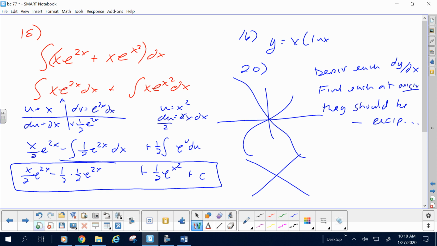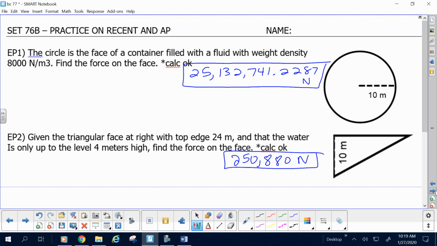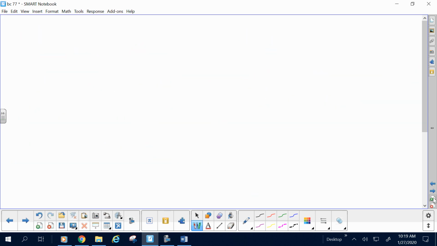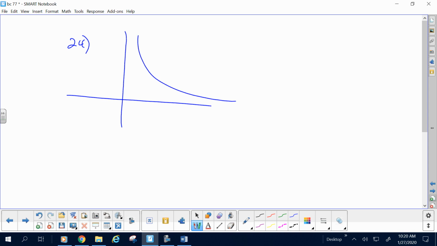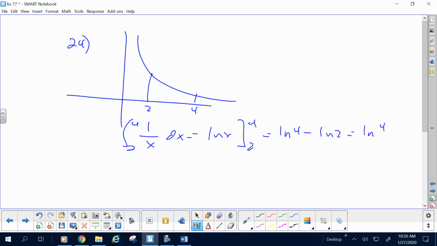Find the exact area bounded beneath y equals 1 over x on the x interval from 2 to 4. So that should be logs, yeah? So you should be doing something like this. Log of x from 2 to 4. What should be log of 2?